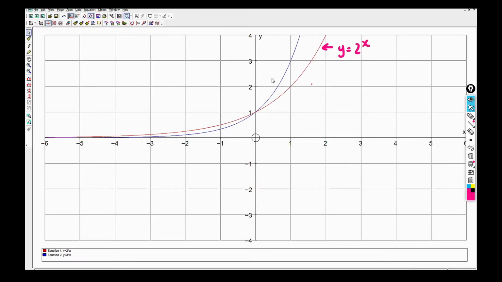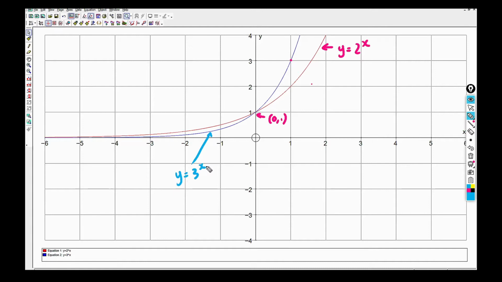You can see that now it's getting closer and closer. It's still intercepting the point 0, 1, so it still crosses at the same point. And at 1, it's crossing at 3. If I change the color, the equation of this blue line is y equals 3 to the x. Let's now have a look if we use a bigger base number.